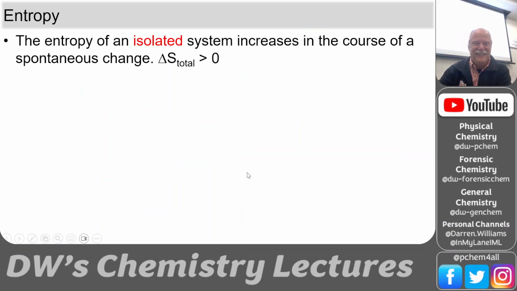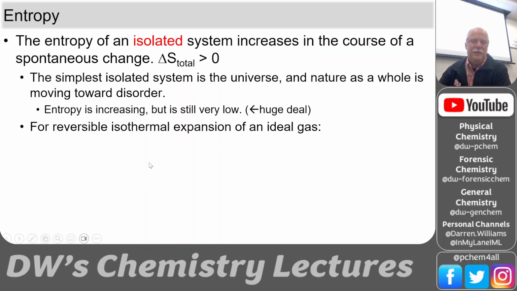So the entropy of an isolated system increases in the course of a spontaneous change. The simplest isolated system is the universe, and nature as a whole is moving towards disorder. So entropy is increasing, but it's still very low. And I say that's a huge deal because this is one of the data points that says the universe we're in cannot be infinite in the past. The universe has to have a beginning because we're still at a low state of entropy. If the universe was infinite in the past, we would already be out of useful energy. All of the balls would have stopped bouncing.